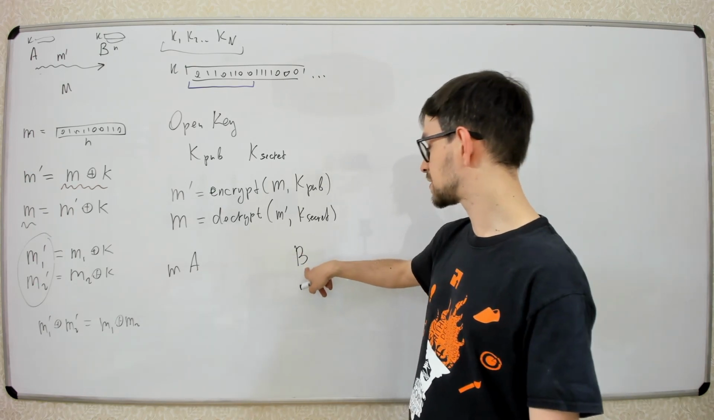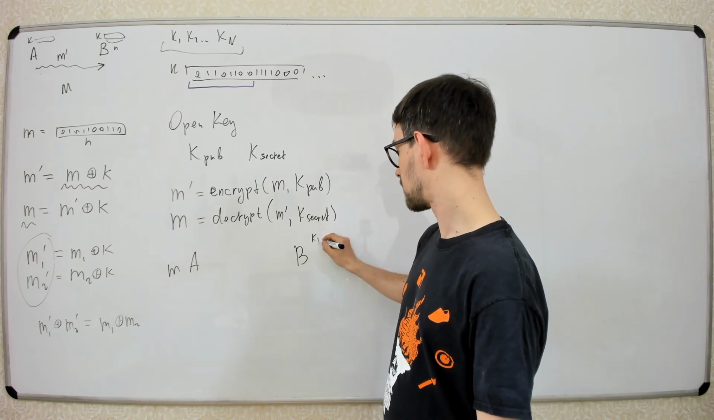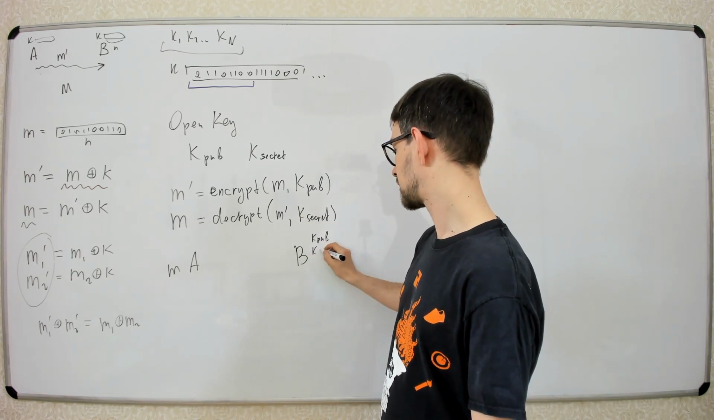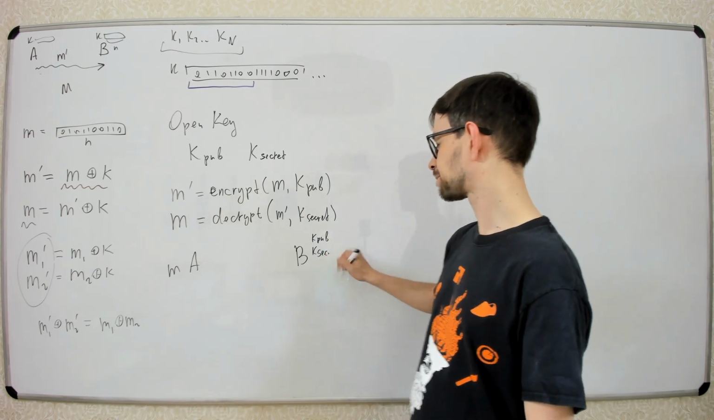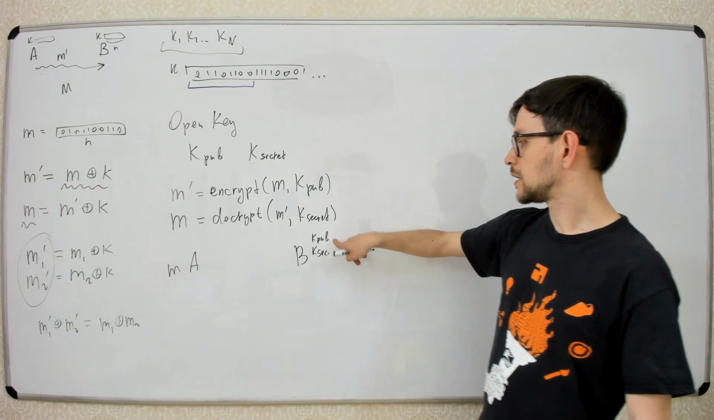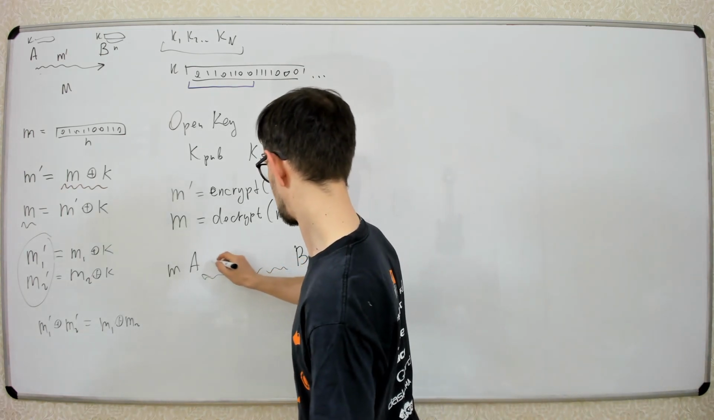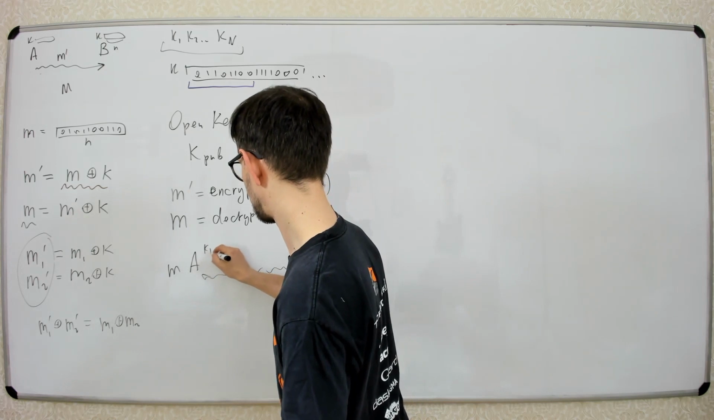So Boris generates a public and secret key. So he has a public key and a secret key. Boris generates a pair of keys. Now he sends this public key back to Angela. So let's say K public.